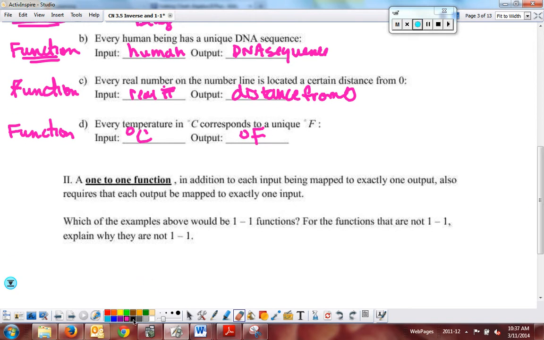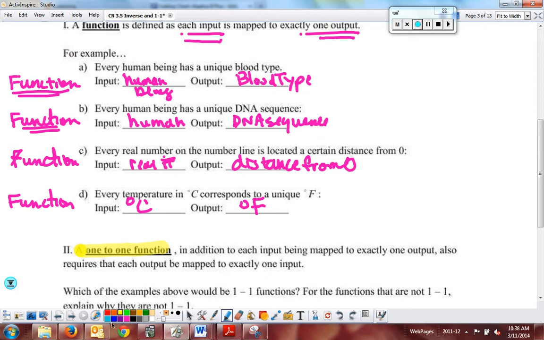Now, once we have a function, we want to look for a property that's going to give us this idea for an inverse to exist, a function that will undo what I have done. I want it to take my output and map it back to the input that I had. This is called a one-to-one function, and we've talked about this property before.